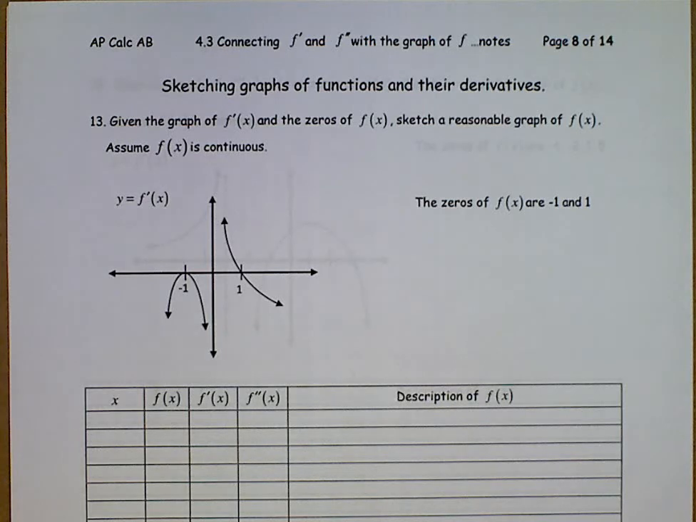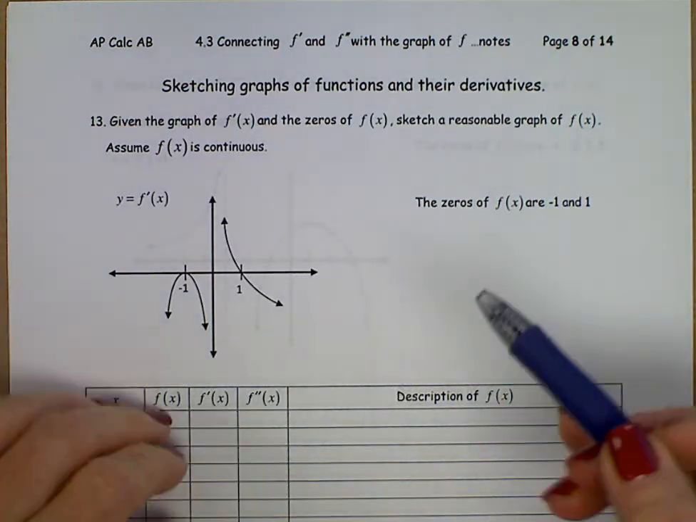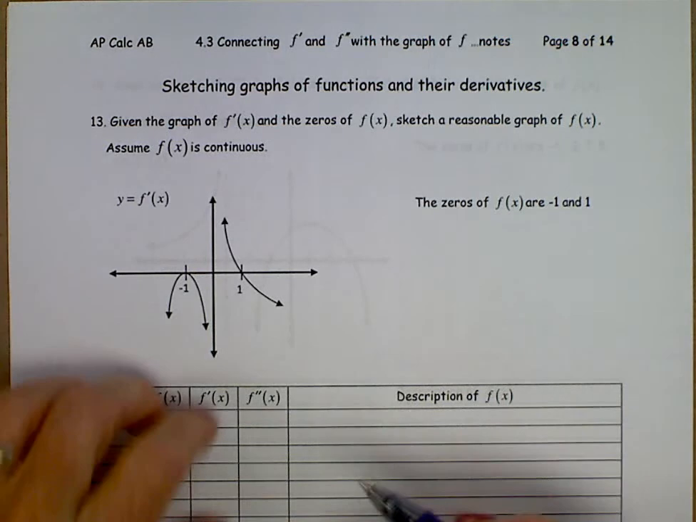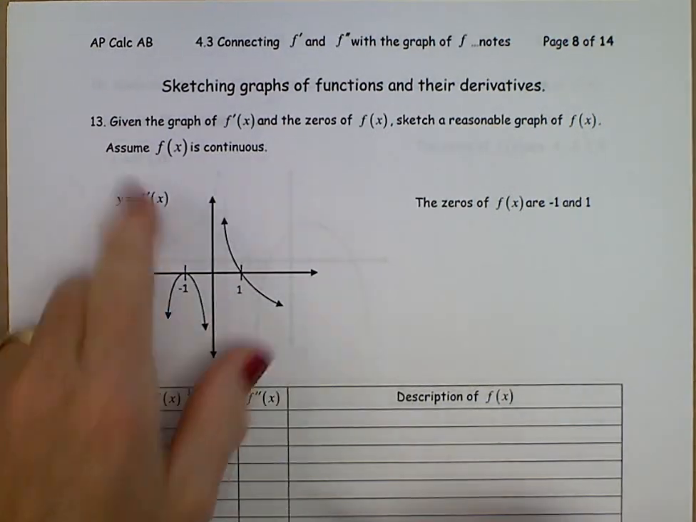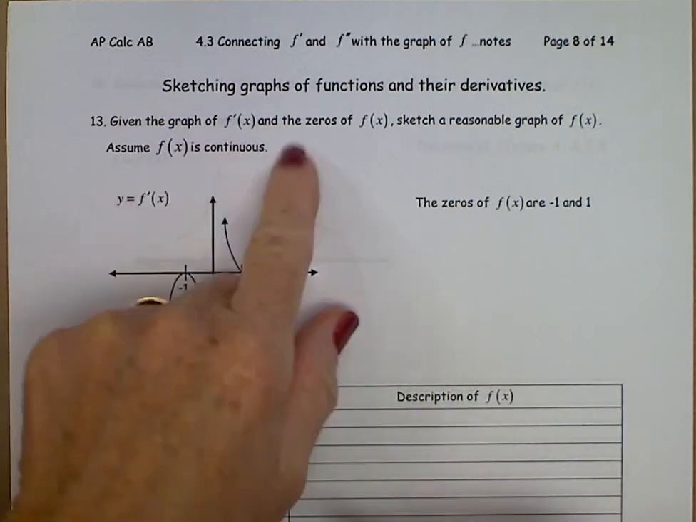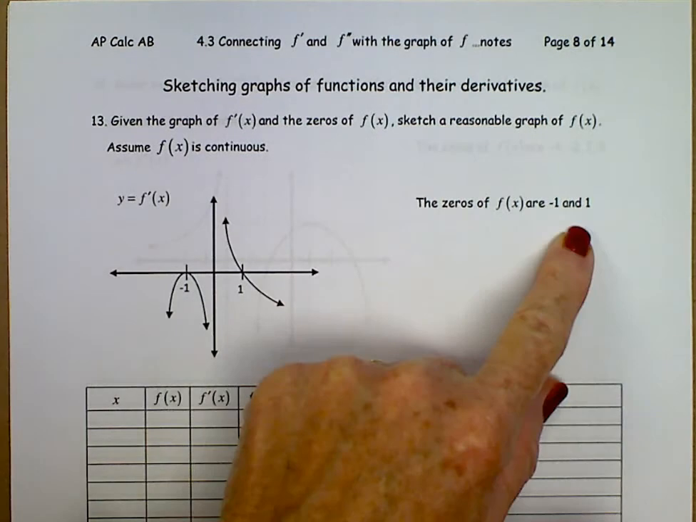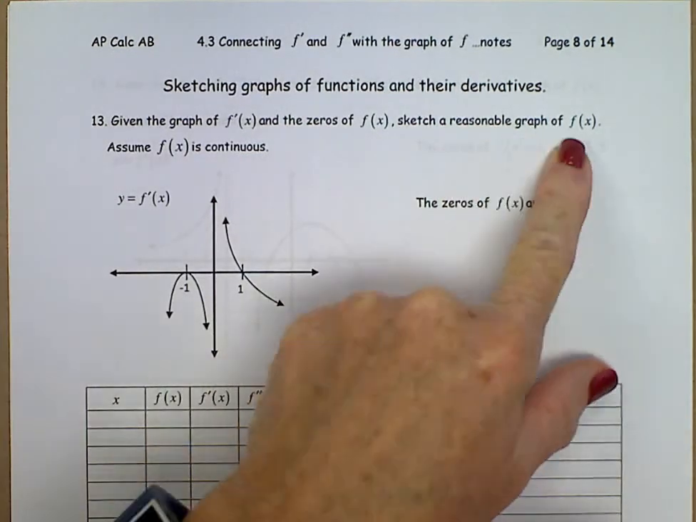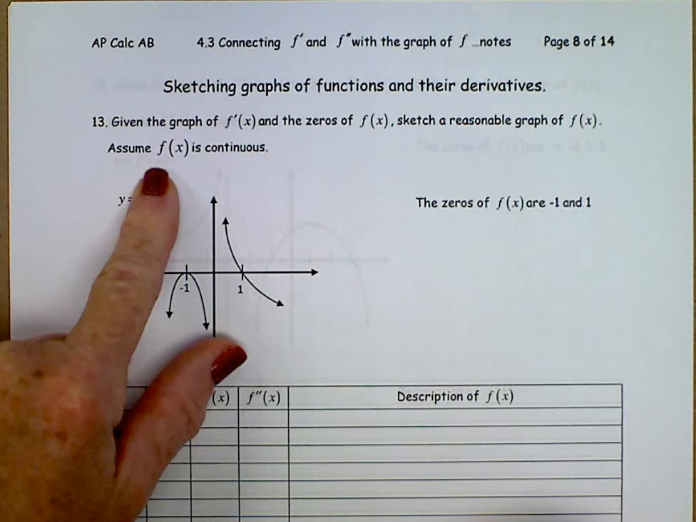This is AB Calculus, section 4.3, page 8. Today we're going to be sketching graphs of functions and their derivatives. Starting with the graph of f prime and the zeros of f of x right over here, I want you to sketch a reasonable graph of f of x, and we're to assume that f of x is continuous.